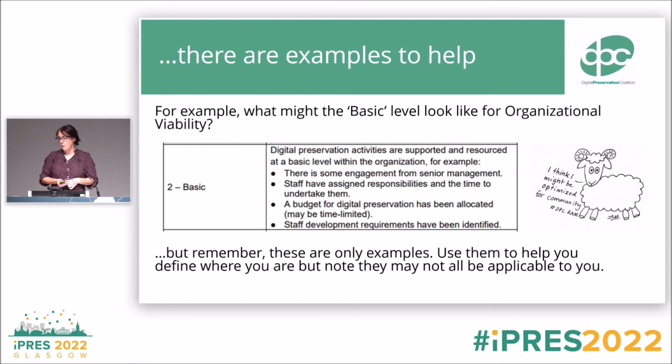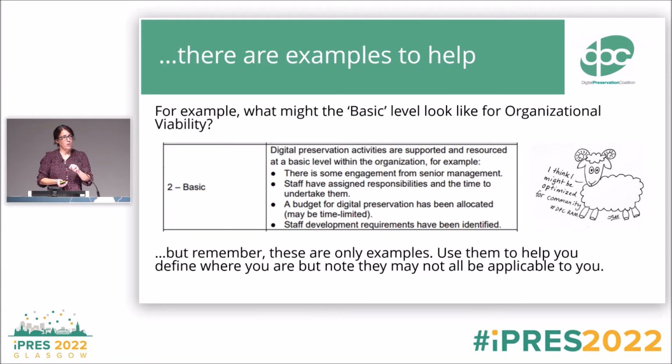And staff development requirements have been identified. So that just gives a sense of what you might need to have in place in order to get to that basic level of RAM. But the most important thing to note is what's at the bottom of that slide there, which is that these are only examples. So I know the most obvious way to use this almost is as a checklist to go through and tick, tick, tick, tick, tick.